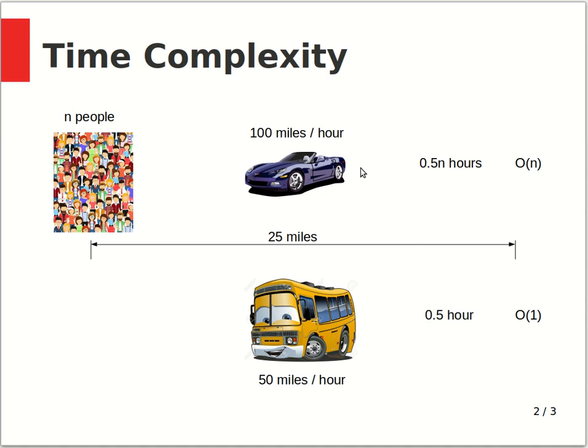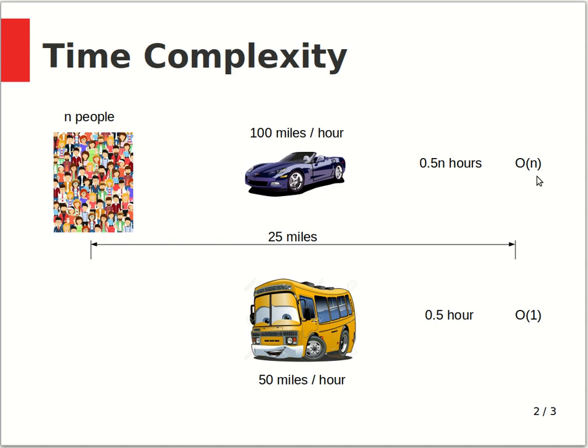And in this case, we call the sports car algorithm capital O with parentheses and an n inside of it. And we call this other algorithm capital O with parentheses and the number 1 in it. Maybe you are also confused. The time is 0.5 n. Why do you write O(n)? Why not write O(0.5 n)?